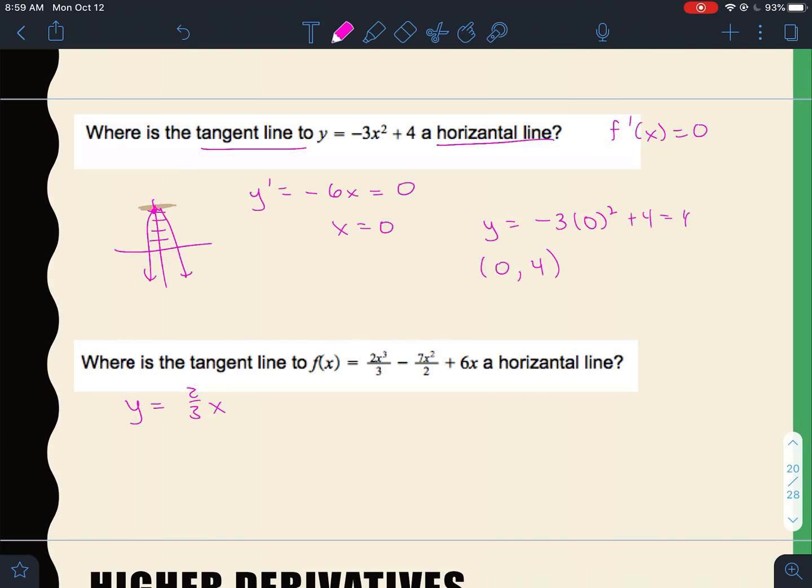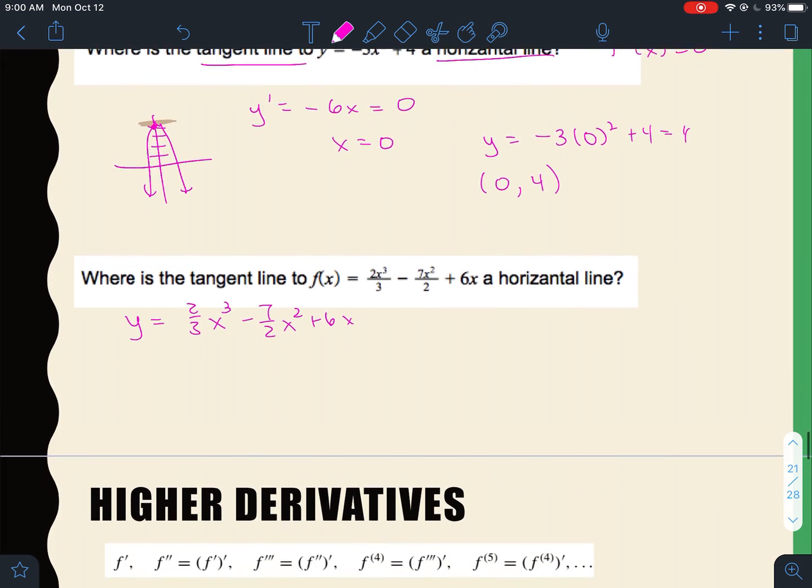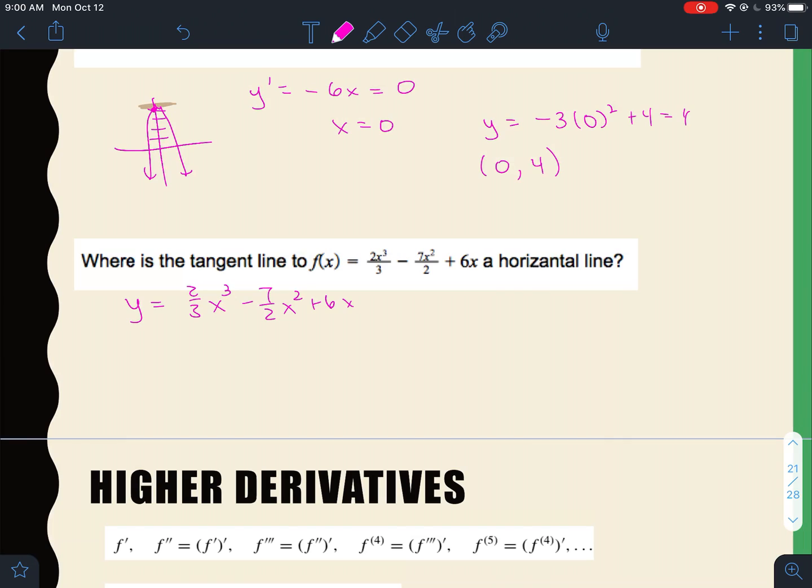So we have y equals 2/3 x to the third minus 7/2 x squared plus 6x. And we want to know where this would have a horizontal tangent line. So it wants to know when the derivative of this would be equal to 0. So let's find the derivative first. If I multiply by the exponent and subtract 1 from the exponent, I would get 2x squared minus 7x plus 6. And we want to know when that is equal to 0.